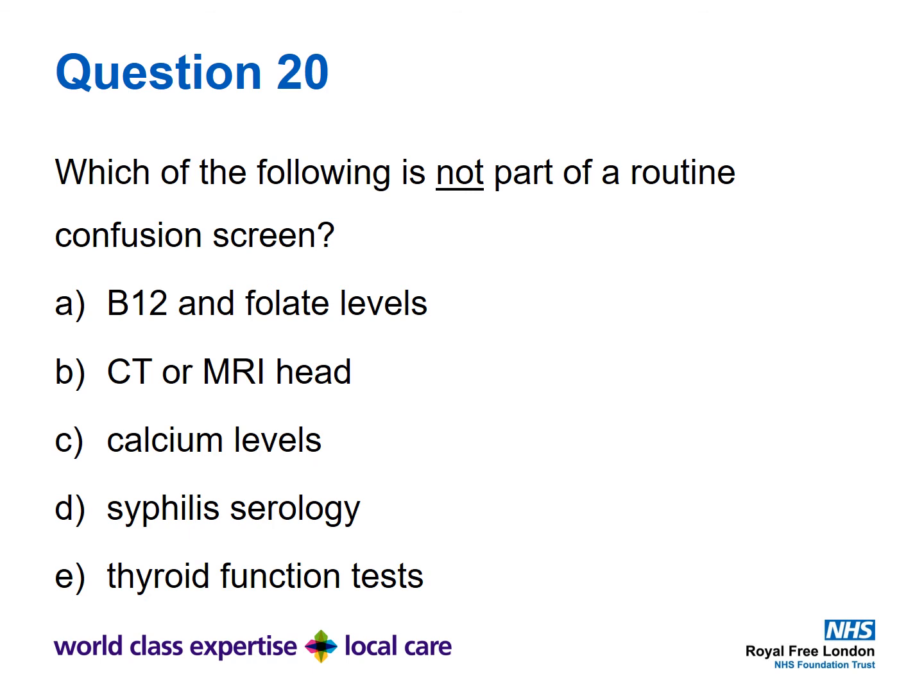And finally, question 20. Which of the following is not part of a routine confusion screen? Is it A, B12 and folate levels, B, CT or MRI head, C, calcium levels, D, syphilis serology, or E, thyroid function tests?